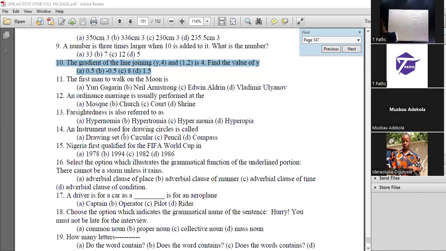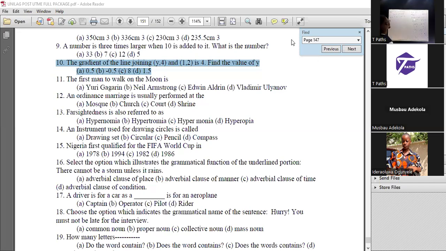Number 1, the very first question you have there. The question says the gradient of the line joining (y, 4) and (1, 2) is 4. We are now told to find the value of y. Very, very simple question here.